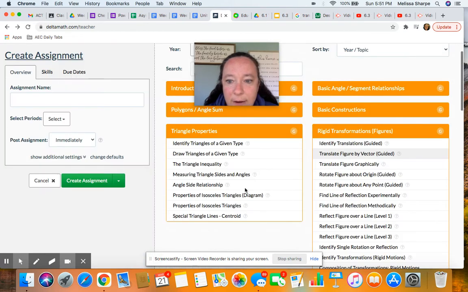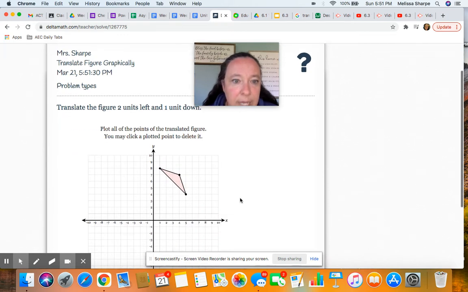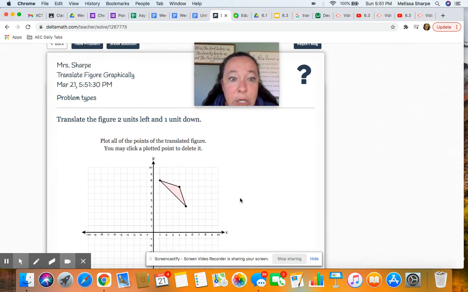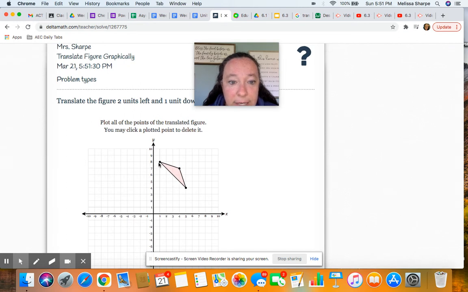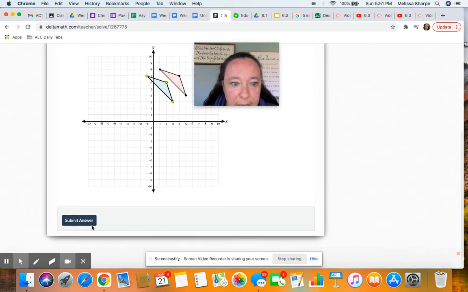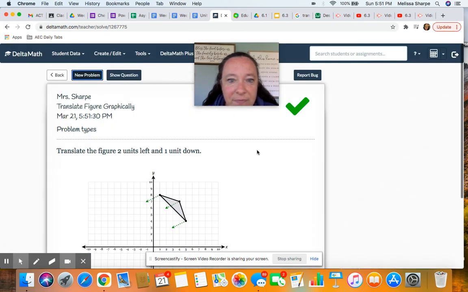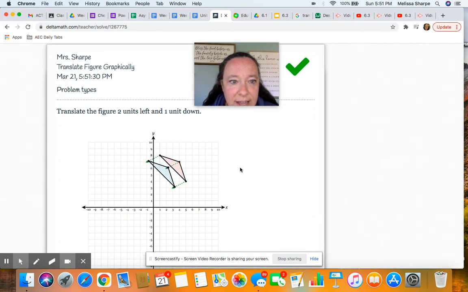Okay, now, what if I want to translate this 2 left and 1 down? I need to plot all the points, so 2 left and 1 down, and I just go from the vertex of each. 2 left, 1 down, 2 left, 1 down, and I think that's pretty good. I'm going to hit submit and hope that's right. And I was. Okay?